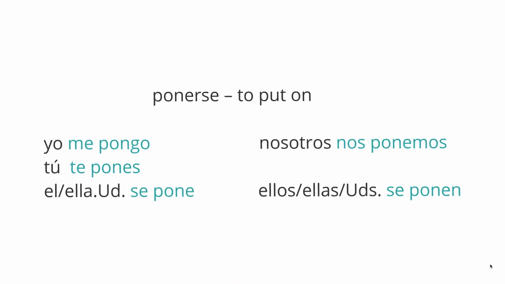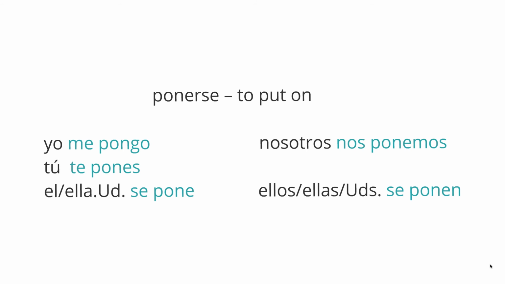Okay. So if you want to say I put on, me pongo. Remember the yo form of poner is irregular. But again, it's just like we've conjugated poner in the past. Pongo, pones, pone, ponemos, ponen. But you have to put that reflexive pronoun. You took the se off. Me pongo, te pones, se pone, nos ponemos, se ponen. I put on, you put on, he puts on, we put on, they put on. Okay? So if you want to say I put on my shoes, how do you say that? Me pongo los zapatos. You have to put that me.